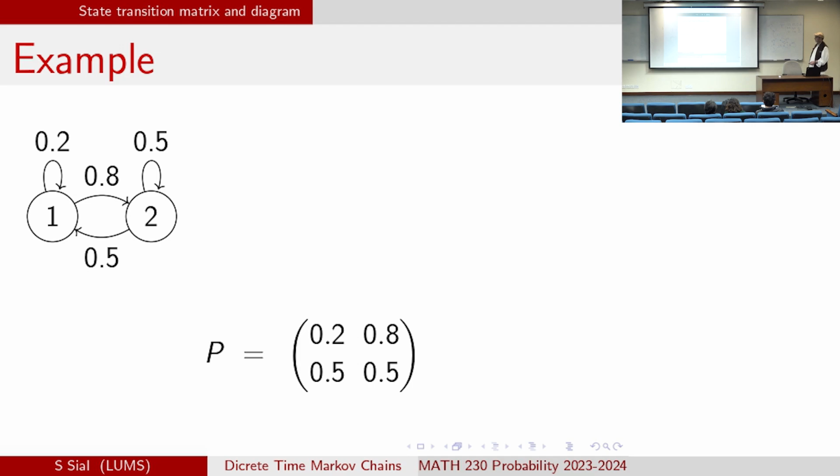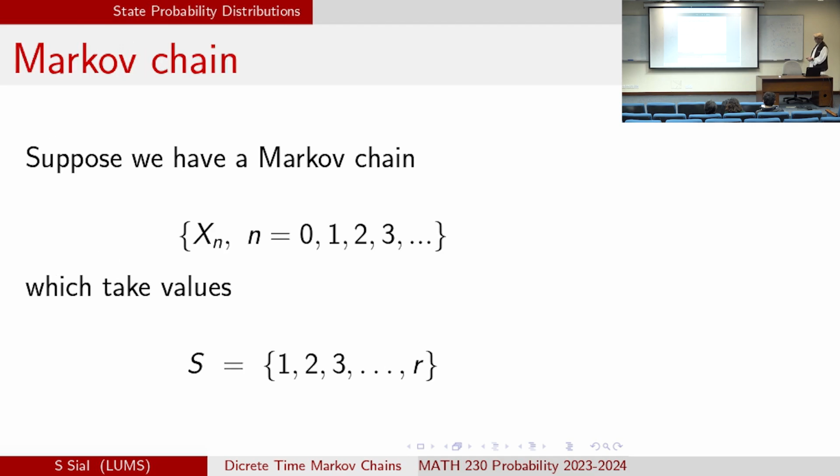Okay, so once again, you have a Markov chain, a bunch of variables, and each one of these takes the value of the state at time n, and the states will assume values 1, 2, 3 up to r. If there were infinitely many, then we couldn't really use a matrix, because then we'd need an infinity by infinity matrix to do it.